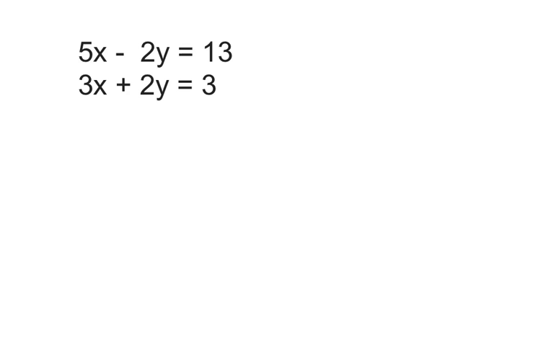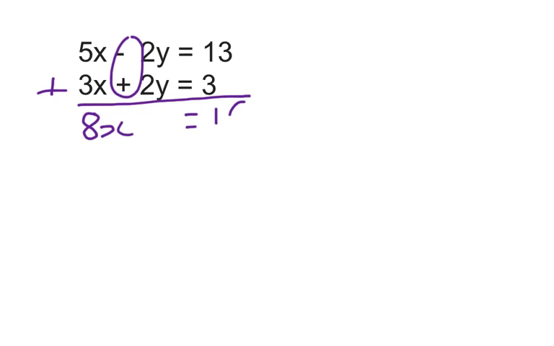And unlike the ones we saw in the previous video, we have 2y in each equation. We still have the same amount of y's in both equations, so we can just carry on as we had before. The signs in front of the y's are different, so we use different, add, so we're going to add these together. 5x plus 3x is 8x. Minus 2y plus 2y gets rid of the y's, we've eliminated the y's. 13 plus 3 equals 16, so x equals 2.